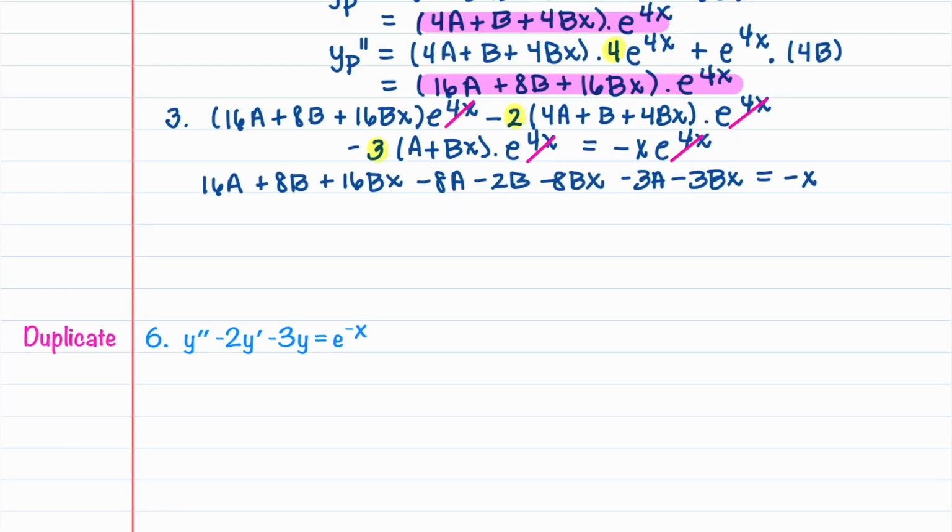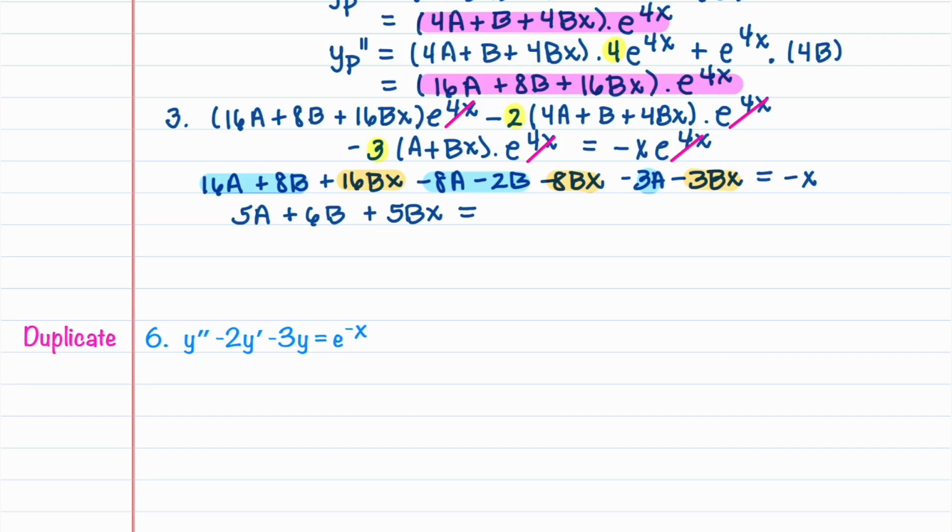Let's first combine the constants. That's this, and that. Let's look at the a's first. We have 16 minus 8 minus 3, so that gives us a 5a. And then for the b's, we have 8 minus 2, so that gives us 6. Now let's look at the terms that multiply x. They're all b's, and we have 16 minus 8 minus 3, so that gives us a 5bx.